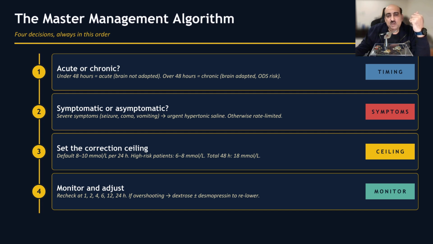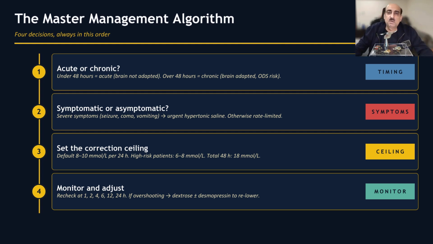Now, whether it's acute or chronic, 48 hours is the cutoff window. If it's less than 48 hours, the brain has not adapted. If it's above 48 hours, there is sufficient time for the brain to adapt to the changes, and hence the risk of demyelination is pretty profound if you aggressively raise the serum sodium level.